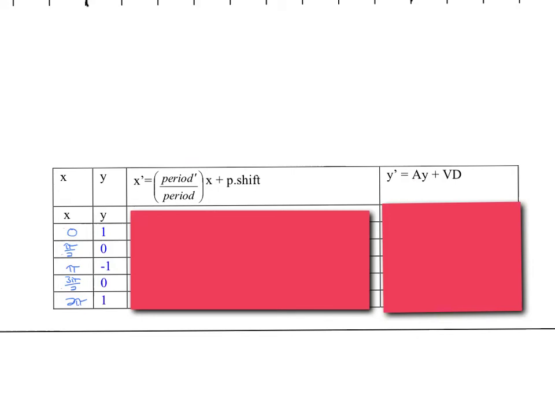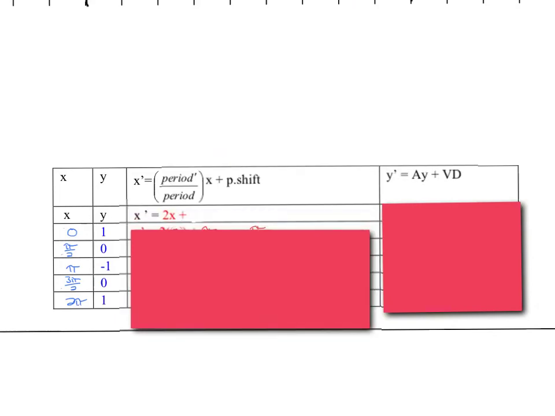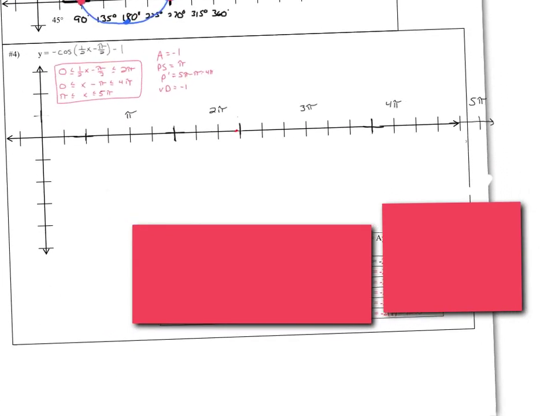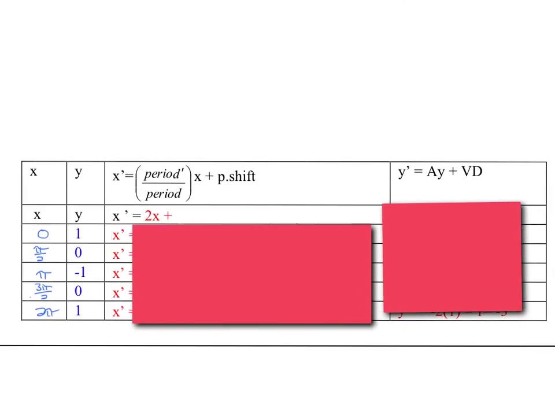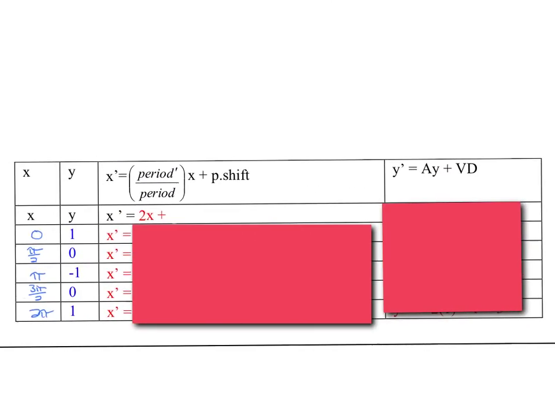Filling in my table, these blue numbers you see there for the parent graph, I'm counting by 90 or pi over 2 since I'm in radians. So I get the corresponding y values. To find my new x values, I take the new period, which we said was 4 pi, divided by the parent's period, which is 2 pi. 4 pi divided by 2 pi is 2.